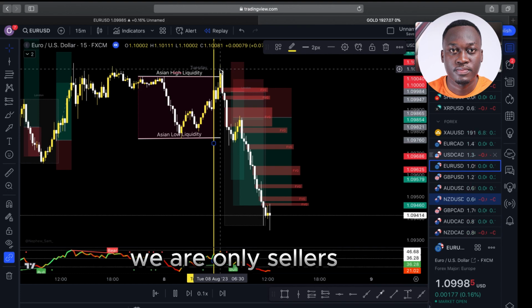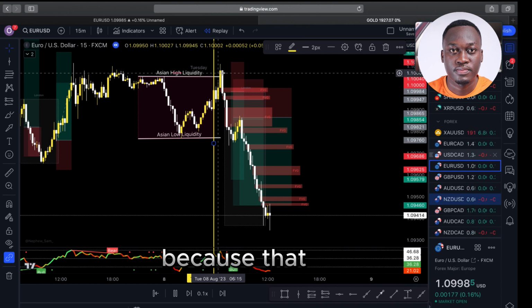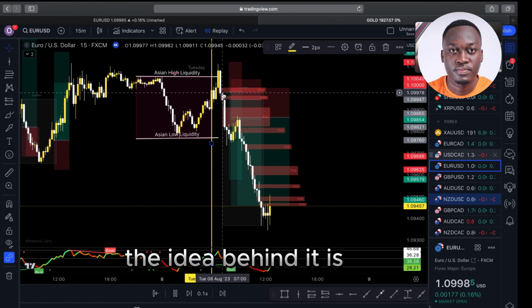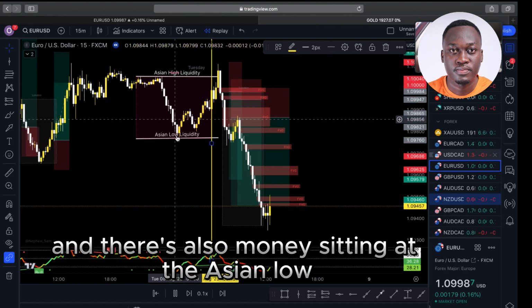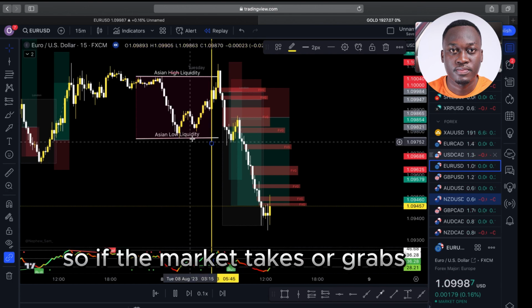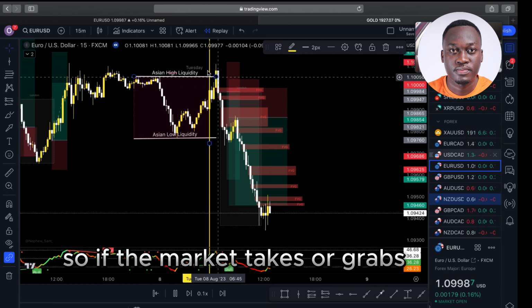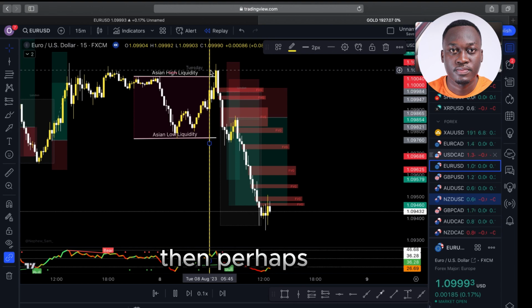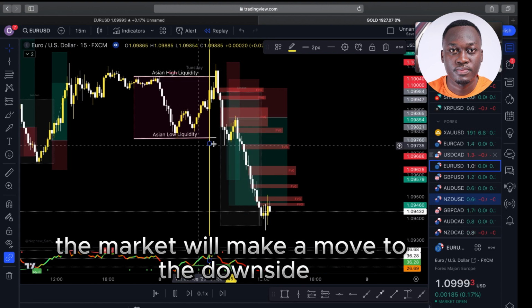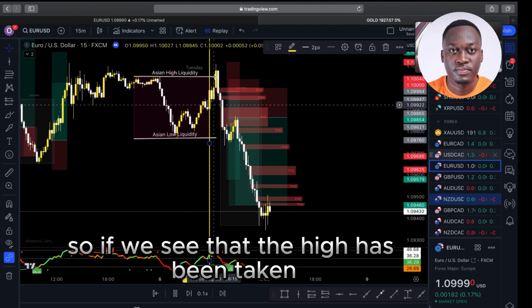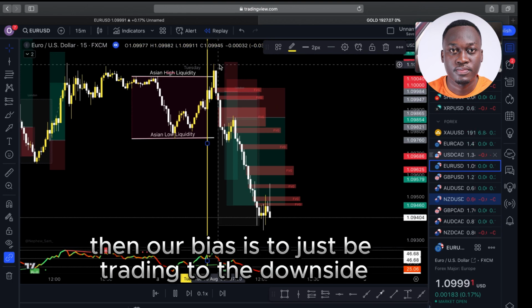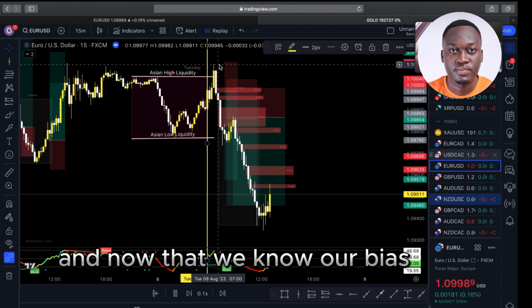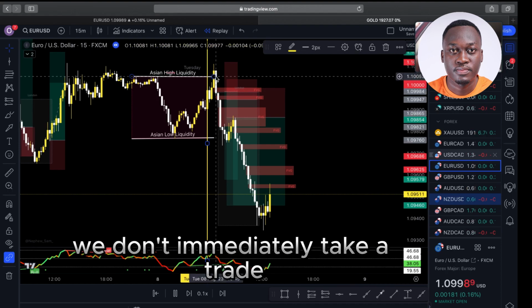It means today we are only sellers, because the idea behind it is there's money sitting at the Asian high and there's also money sitting at the Asian low. So if the market takes or grabs the Asian high liquidity, then perhaps the market will make a move to the downside to grab the low. So if we see that the high has been taken, then our bias is to just be trading to the downside.